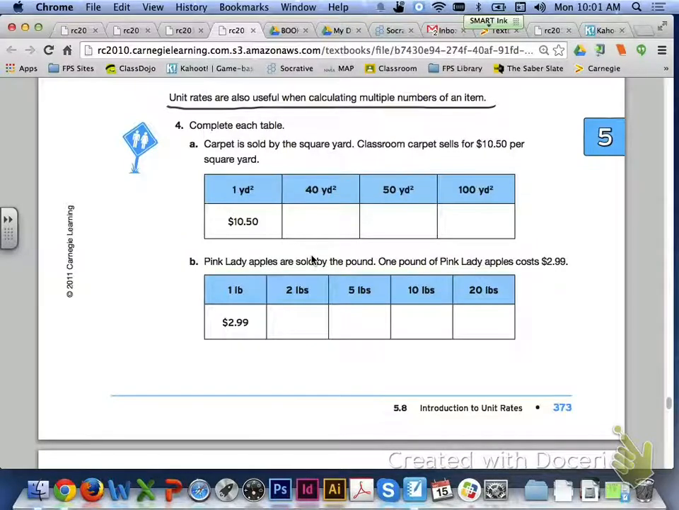You can get 50 miles per gallon if you were to purchase that car. If we take a look at the bottom of page 373, it says that unit rates are also useful when calculating multiple numbers of an item. Let's take a look at number 4. It says to complete each table, I would like you with your group members to do letter A, letter B, and then on the next page 374, letter C and letter D.